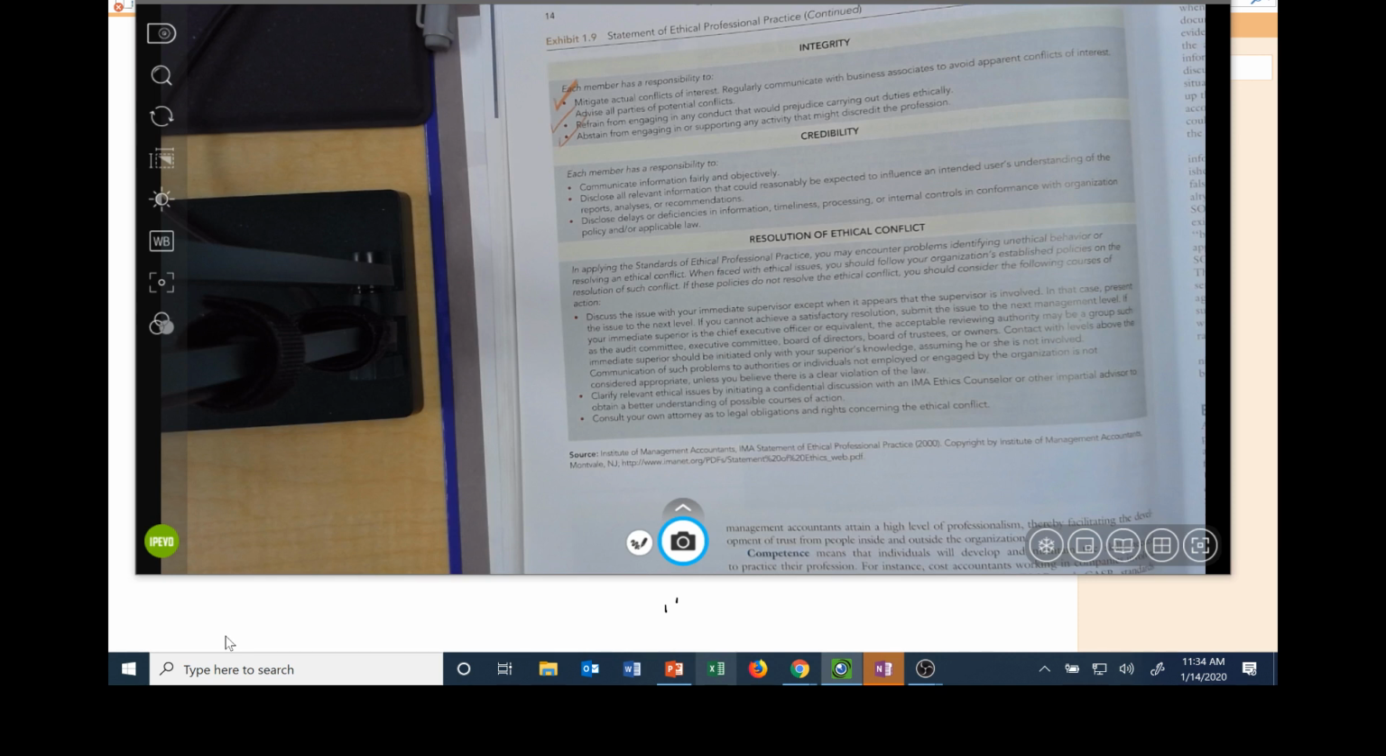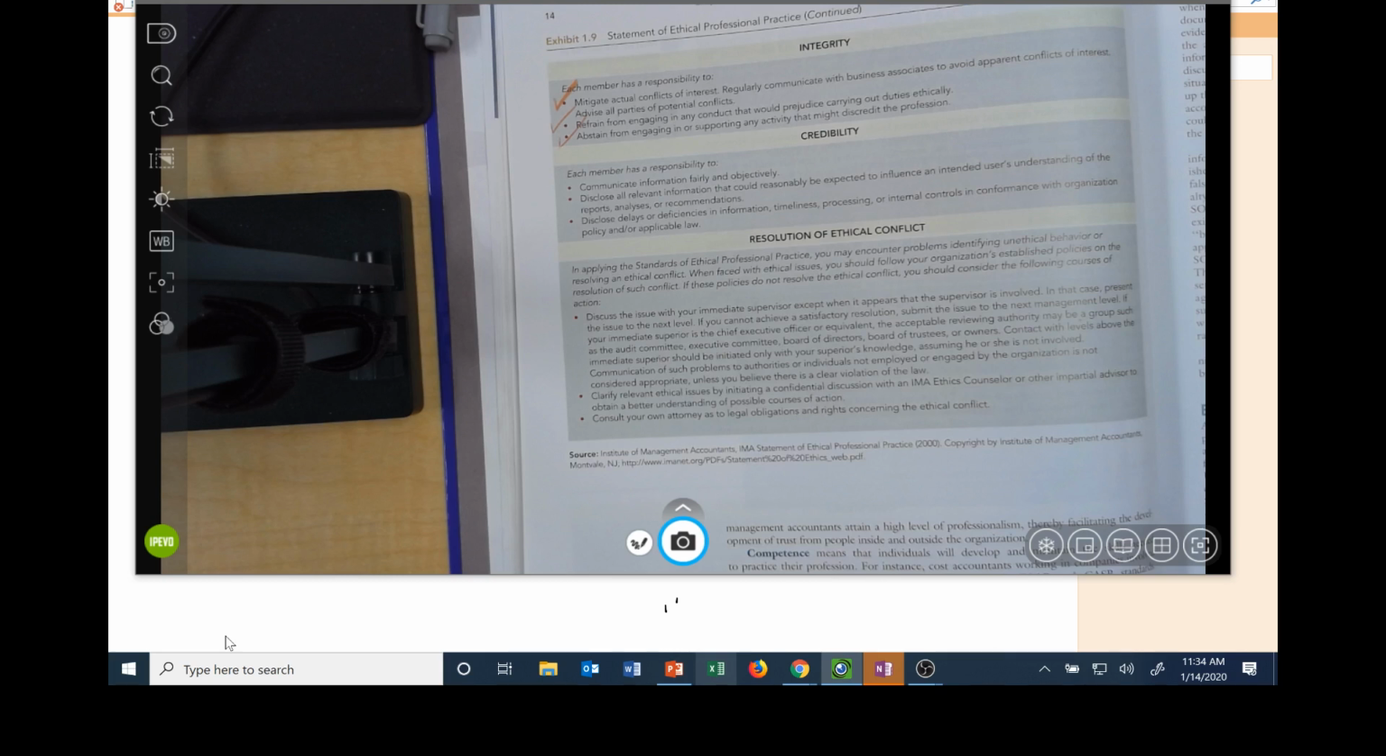Each member, integrity, has a responsibility to mitigate actual conflicts of interest. Refrain from engaging in any conduct that would prejudice carrying out your duties. Abstain from engaging in or supporting any activity that might discredit the profession. Any accounting job. Now in taxes, we put a whole lot of emphasis on confidentiality. You all can't go around here and talk about people's tax returns. All right?